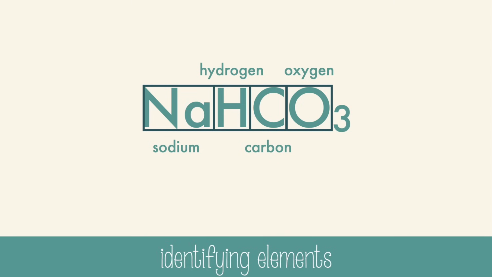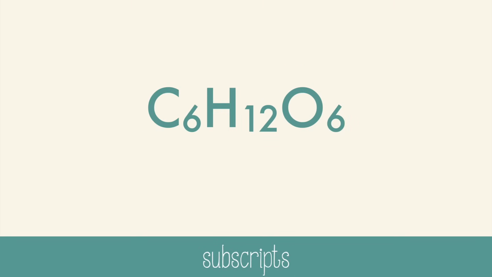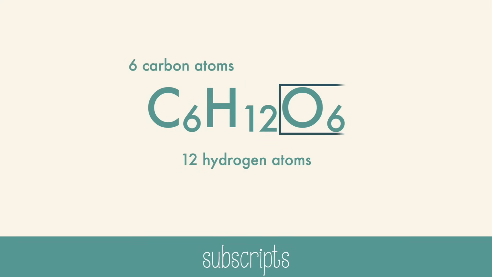But what about the little numbers? The subscripts. Subscripts tell you how many of the atom are bonded in the compound. The subscript only applies to the element written just before it, so there are 3 oxygen atoms in this formula. In this formula for glucose, there are 6 carbon atoms, 12 hydrogen atoms, and 6 oxygen atoms.